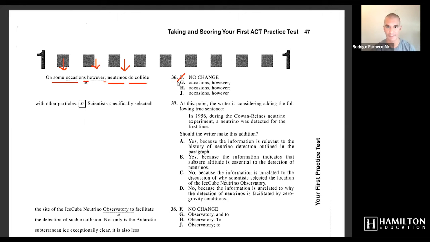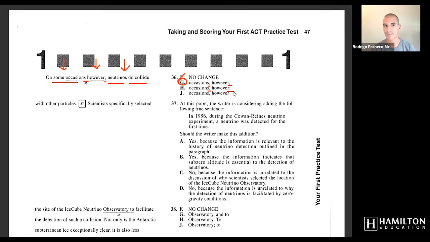We can get rid of F. G, we have the 2 commas around however. This is our correct answer. H, we have a comma before however, but a semicolon after.